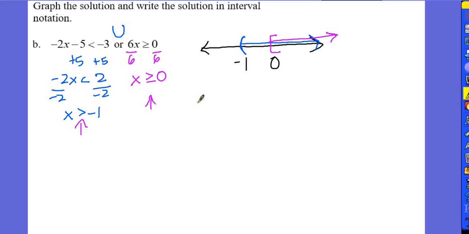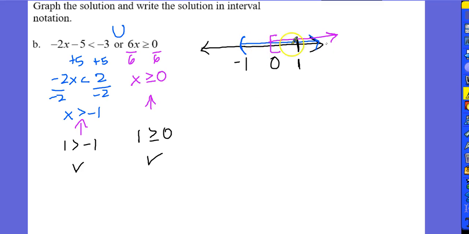Do you agree? So could I say, for example, that 1 is part of my solution? Well, let's look. Is 1 greater than negative 1? Is 1 greater than or equal to 0? So why is this not part of the solution? Isn't it? It's true for both. Does it matter if it says or? It doesn't. So the overlap is part of our solution.